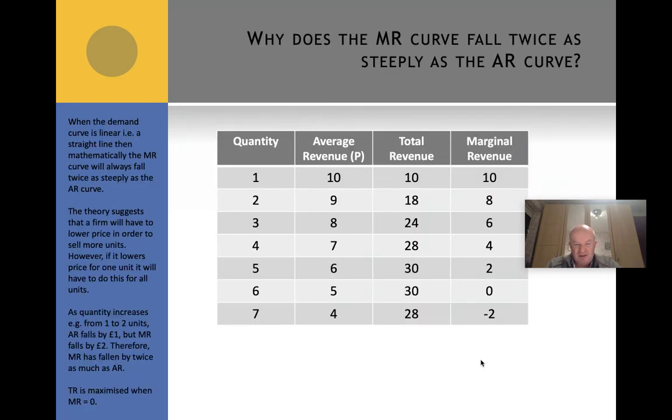Okay, the next slide, you don't really need to know this. I think this is a little bit more detailed. It isn't really covered in the spec, but if you want to take a look at it, obviously you can take a look at the reasons for that, where we got the marginal revenue curve falling twice as steeply as the average revenue curve. But fundamentally, we know that there's this relationship between marginal revenue and average revenue, and that if marginal revenue is increasing, then average revenue is also doing the same, and vice versa.